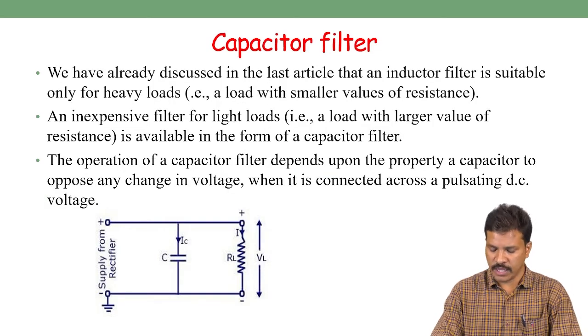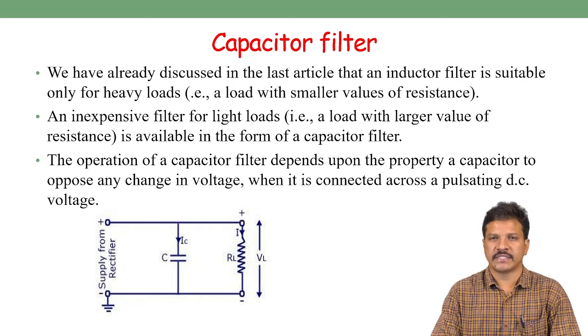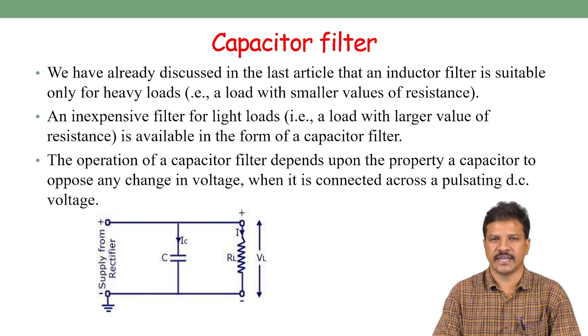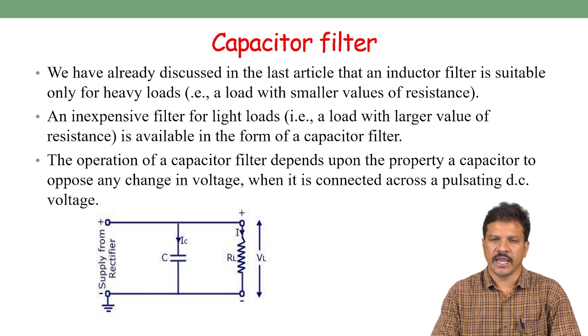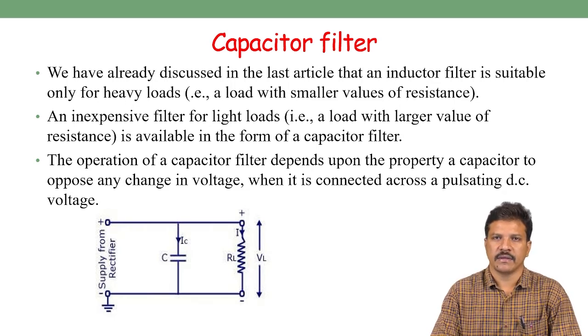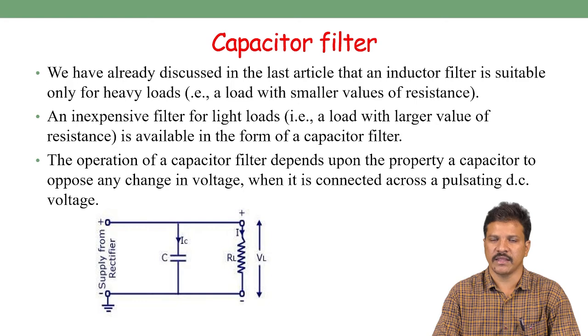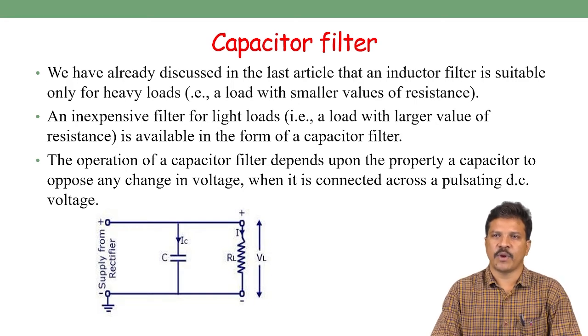Next, we'll move to the capacitor filter. What is the capacitor filter? When a capacitor is connected between the rectifier and the load resistor, the circuit is said to be a capacitor filter. Here the capacitor is connected in parallel with the rectifier output and the load resistor, and it acts as a filter based on the property of the capacitor. What is the property of the capacitor?